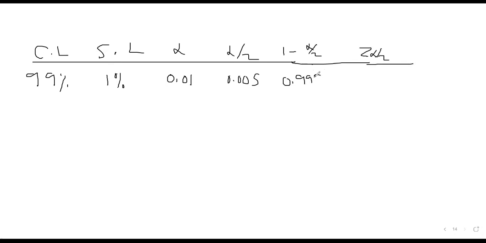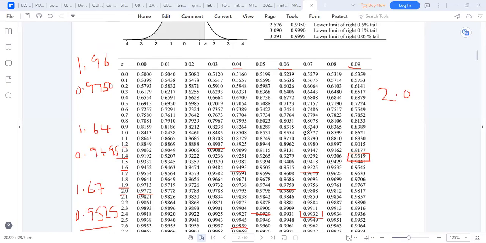0.995. Now let's check for this one inside the table. 0.995 inside the table. Let's look for it. It is equivalent to what? 0.995. Mhm.